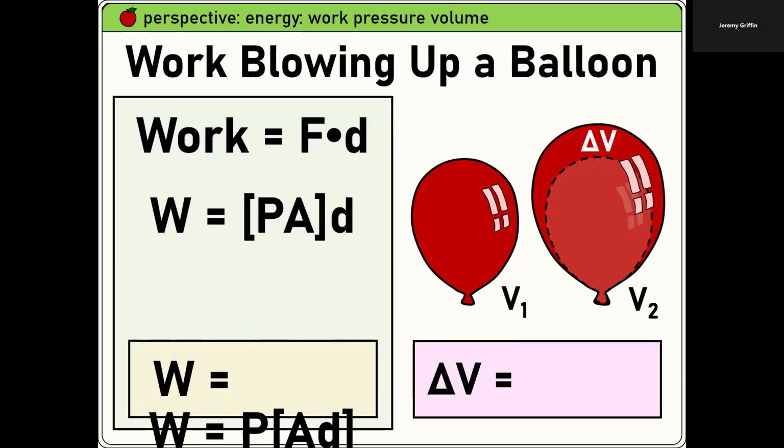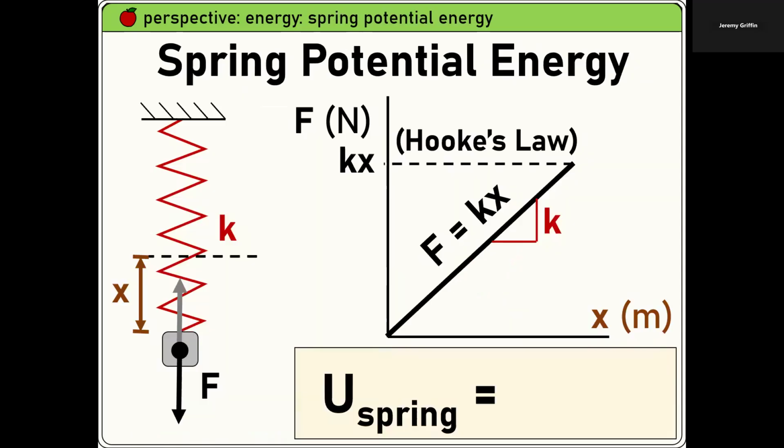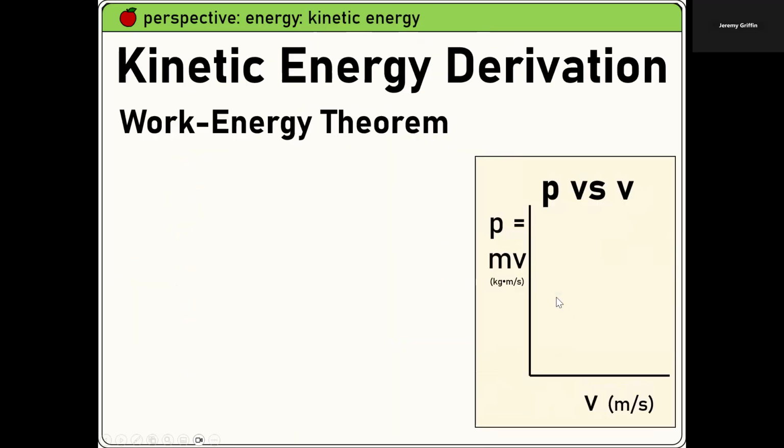I've never seen AP ask this, but you might see this in college: blowing up a balloon. That's spring potential energy. So guys, Hooke's law is that F equals kx, for an ideal spring. And what about the area under this curve? It's going to be a triangle shape: 1/2 kx squared.